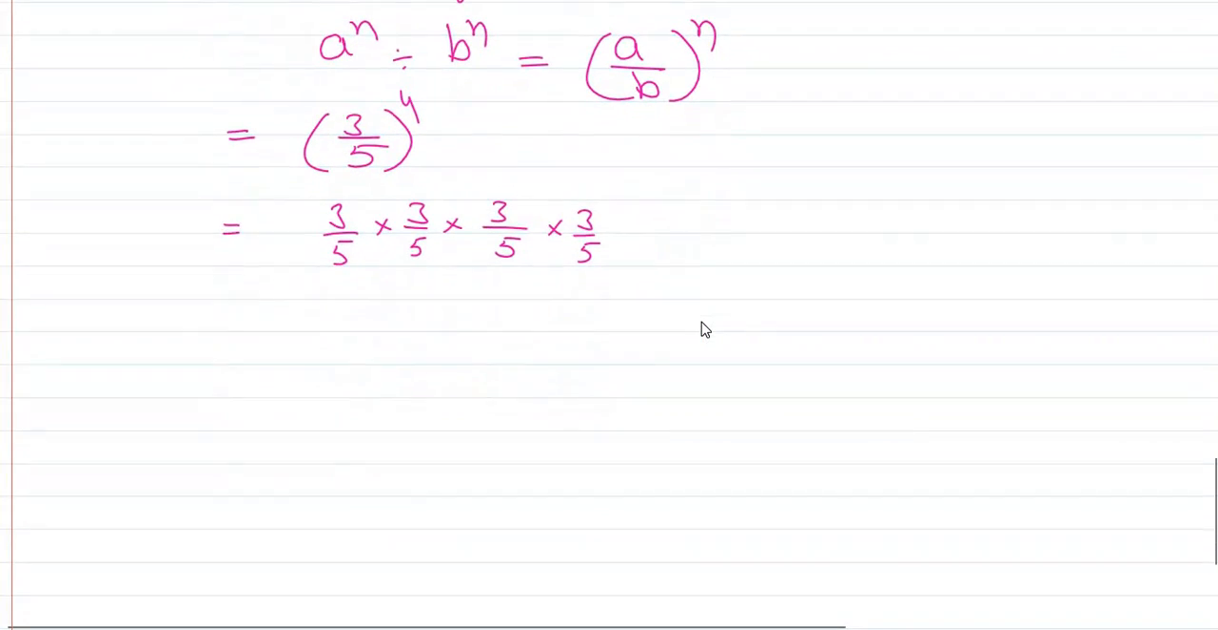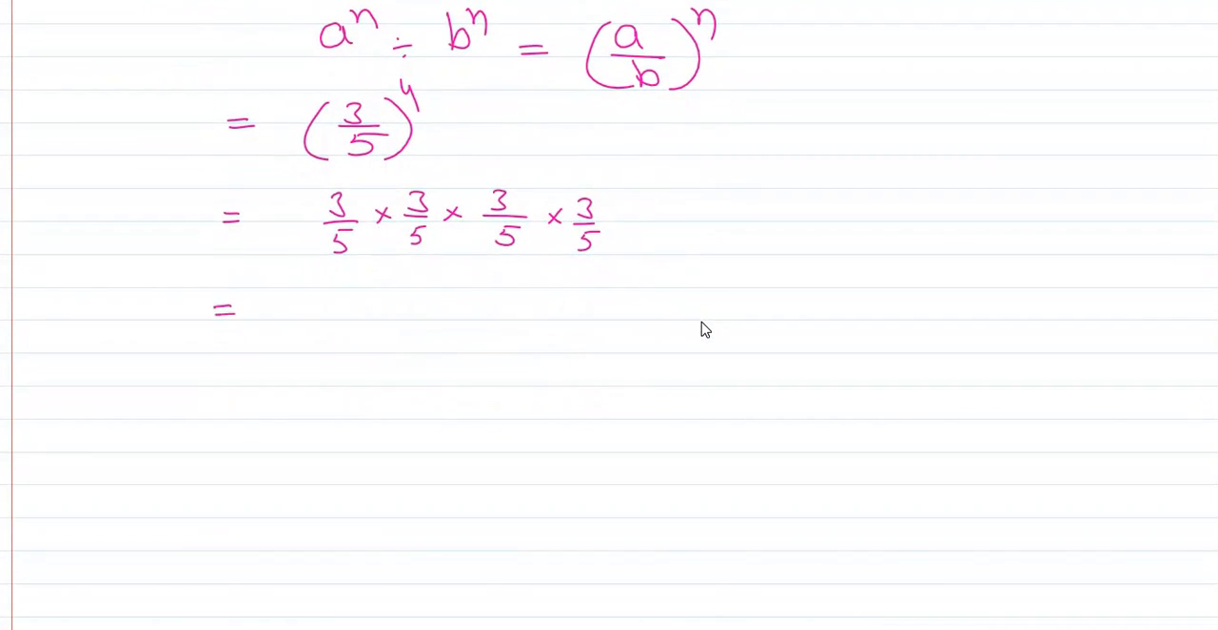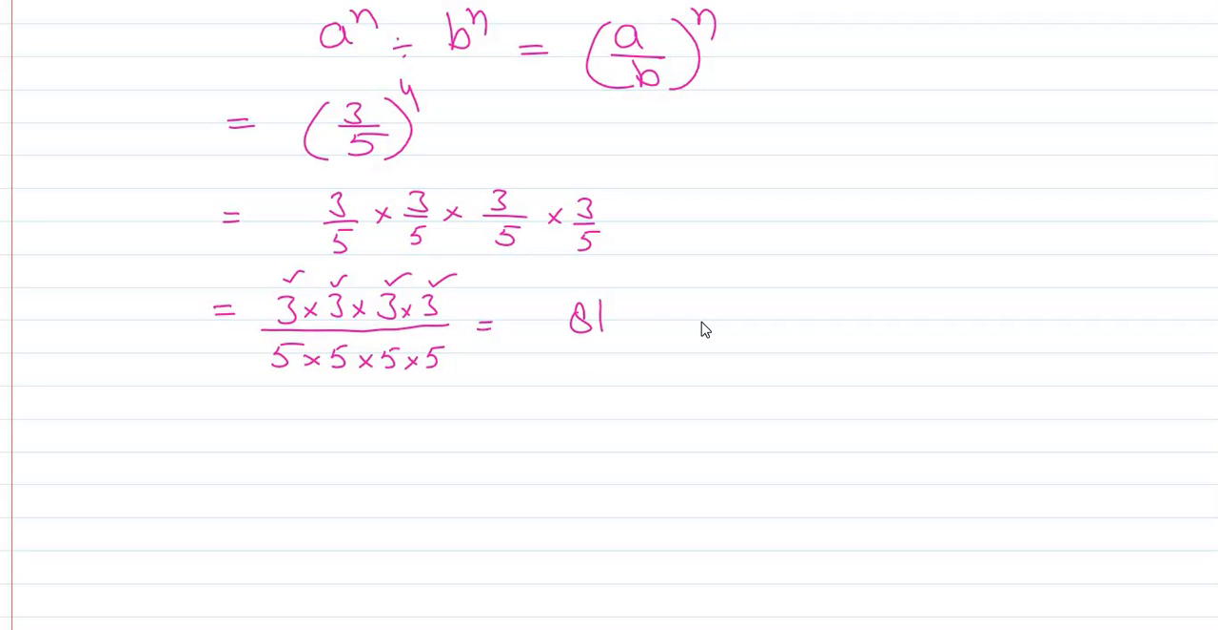In this case, we multiply numerator with numerator and denominator with denominator. 3 threes are 9, 9 threes are 27, 27 threes are 81. 5 fives are 25, 25 fives are 125, 125 fives are 625. This is the answer.